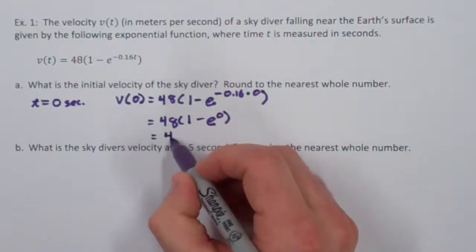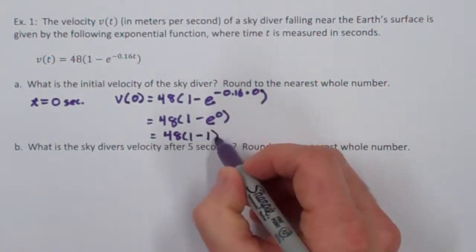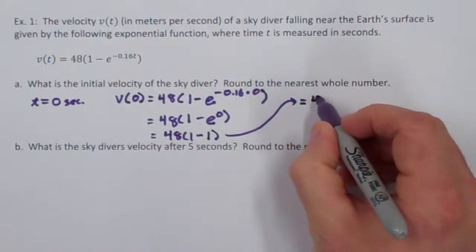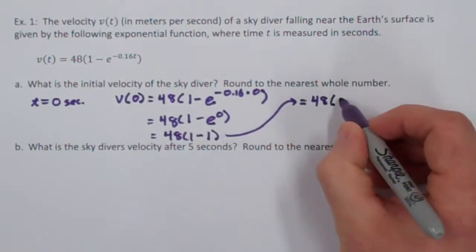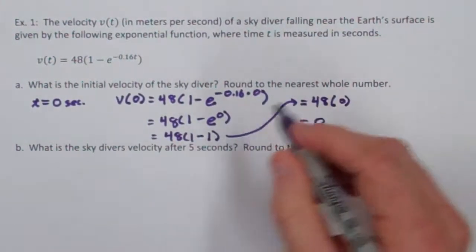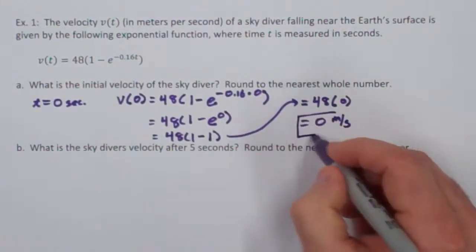So this is 48 times 1 minus, well, anything to the 0 power is 1. We continue this on the right-hand side. We have 48 times 1 minus 1, or 0, and that's 0. And we could write meters per second here. So the answer is 0.